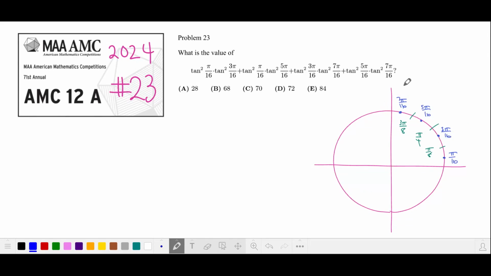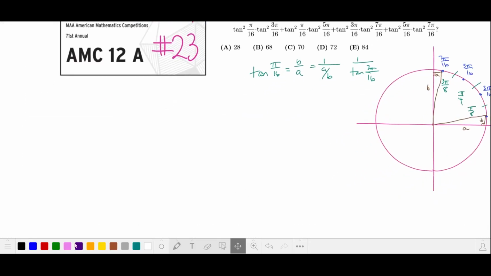We notice that the outside and inside pairs of angles have a symmetry. So if the x-coordinate of this angle is a and the y-coordinate is b, when I draw this line over here, this distance is b and this distance is a. So we have, for example, the tangent of pi over 16, which is b over a, is the reciprocal of the tangent of 7 pi over 16, which is a over b.